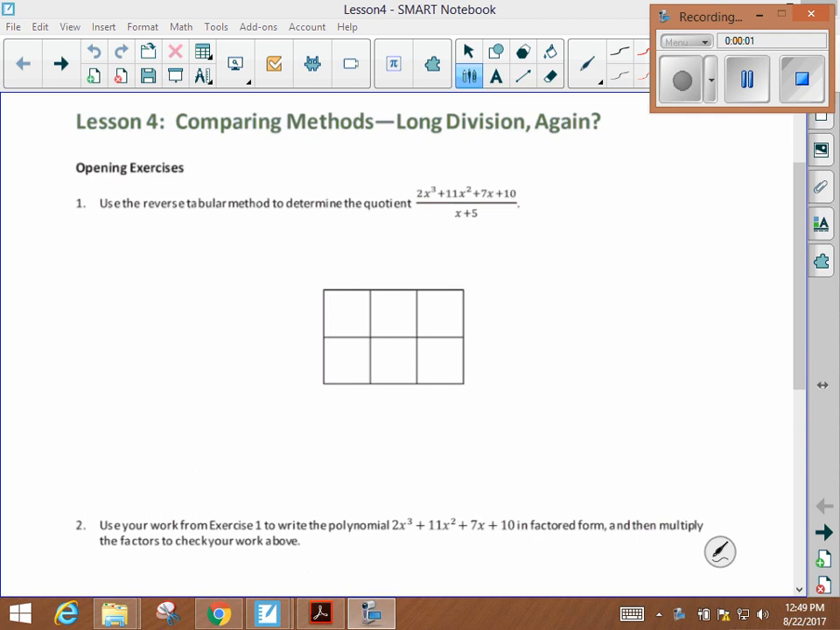All right, here we go. Let's do Module 1, Lesson 4. We're going to learn about another method, actually two other methods, of dividing polynomials.